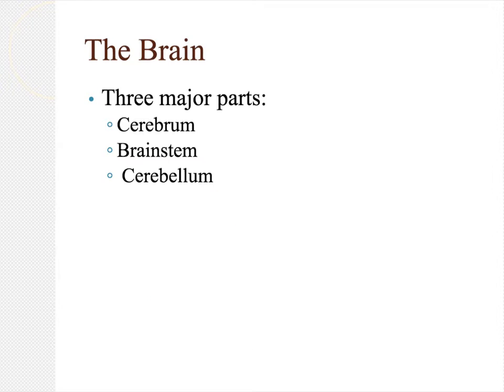Looking specifically at the brain, since these two disorders of Parkinson's and Alzheimer's are centralized in the brain, the brain consists of three major parts: the cerebrum, the brainstem, and the cerebellum. It collects, integrates, and interprets all stimuli. In addition, it initiates and monitors voluntary and involuntary motor activity.